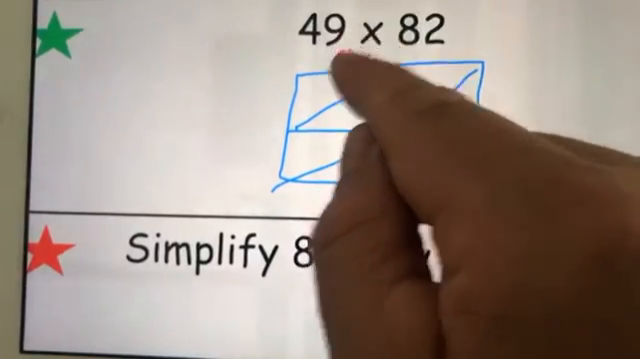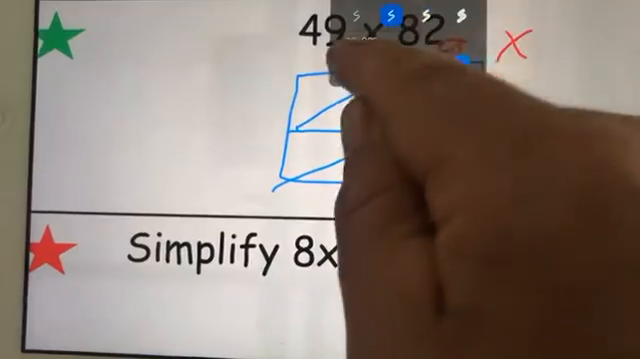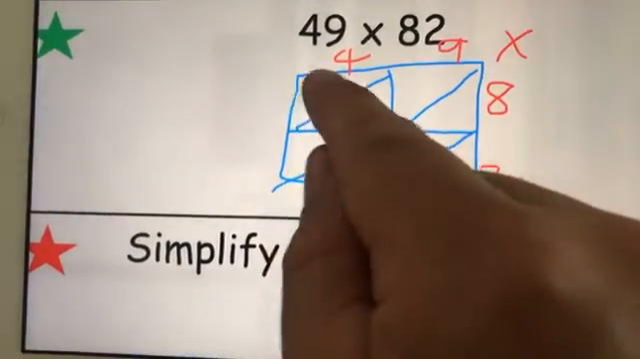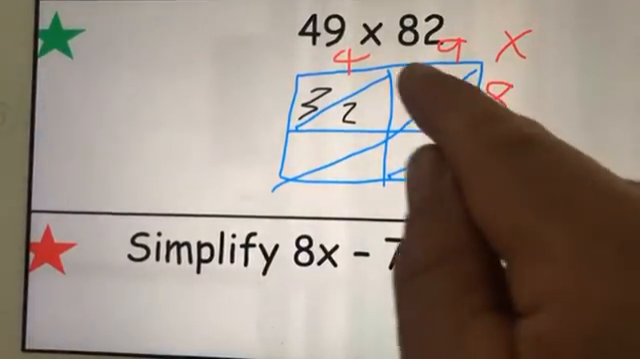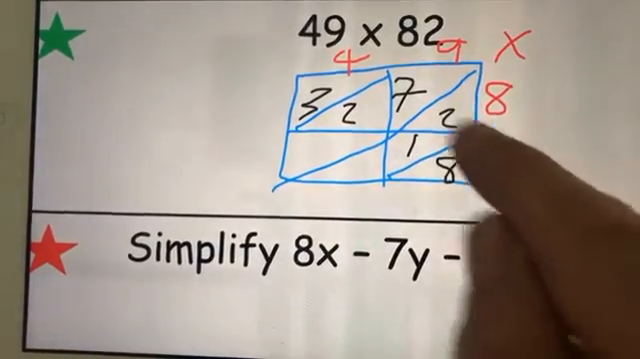Once you're here now, I'm going to use a different colour for this bit. I've got 49 and 82, and I'm timesing them together. 4 times 8 is 32. 9 times 8 is 72. 9 times 2 is 18. And 4 times 2 is 8.